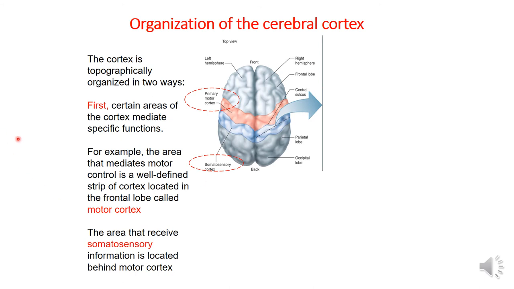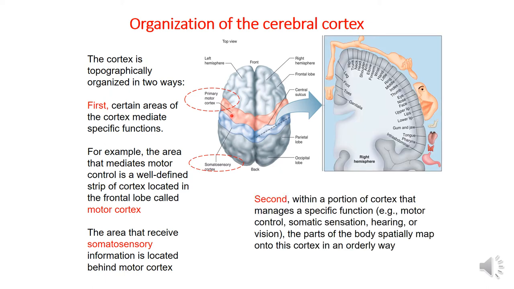So according to this, the cerebral cortex is classified into what? First classification according to the function: sensory areas like the primary somatic sensory areas, motor areas like the primary motor area 4. So each area has its specific function. Then we have another classification, according to what? According to the map.